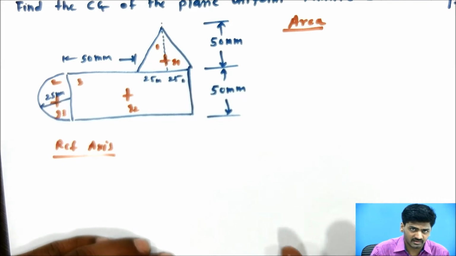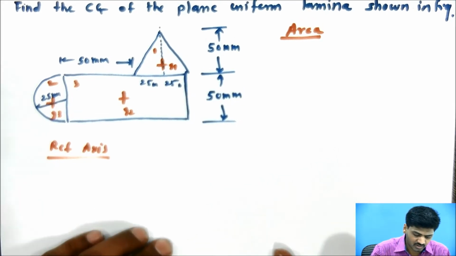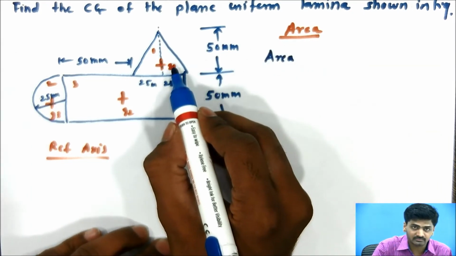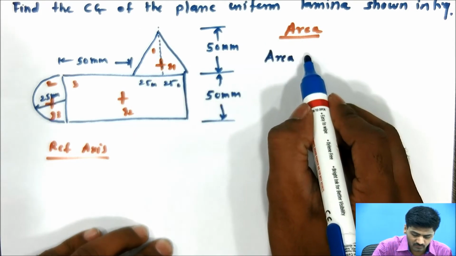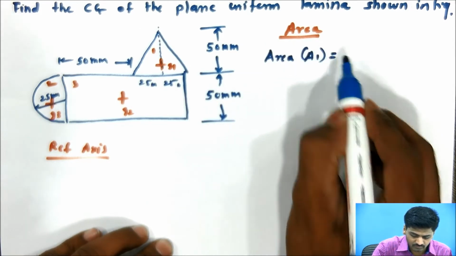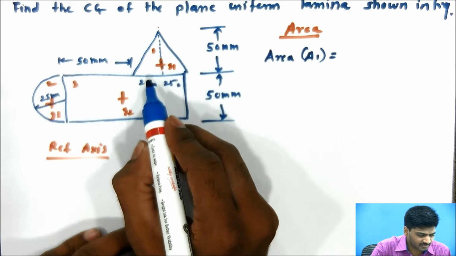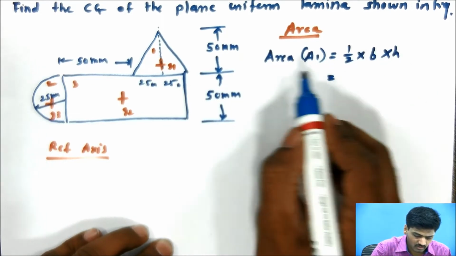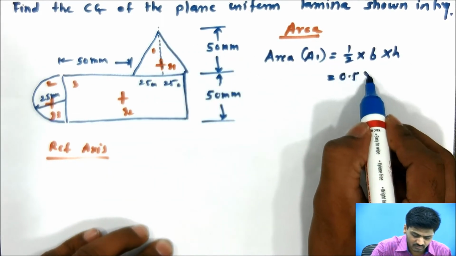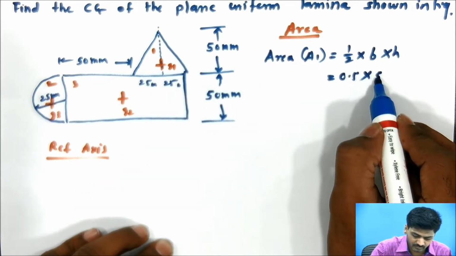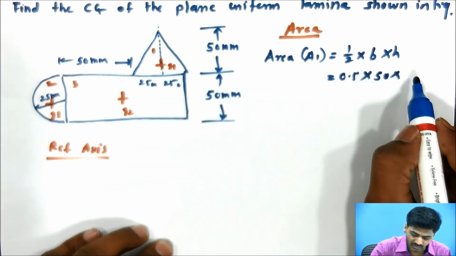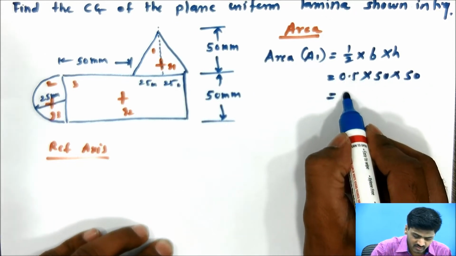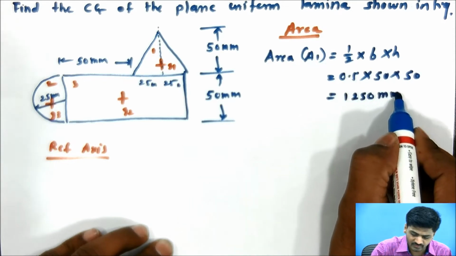How to calculate the area? So observe the figure. If I consider this triangle, the area of the first figure, figure number 1, you may consider A1. Very simple step: 1/2 base into height. 1/2, that is 0.5, into base 50, into height 50. Please do the calculation, and you'll get the area of triangle as 1250 mm square.